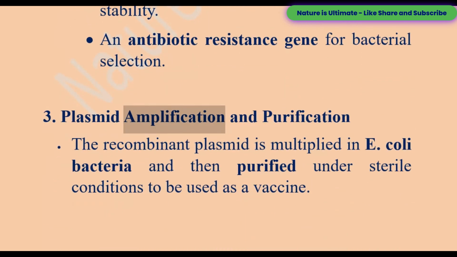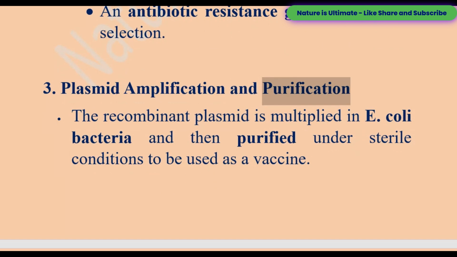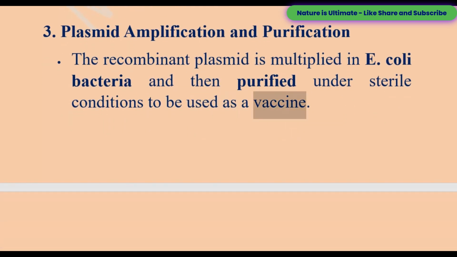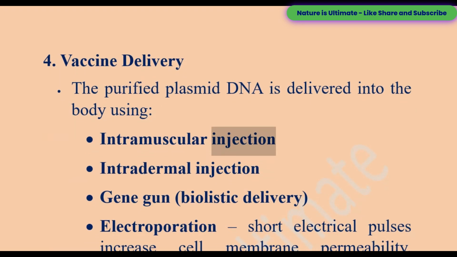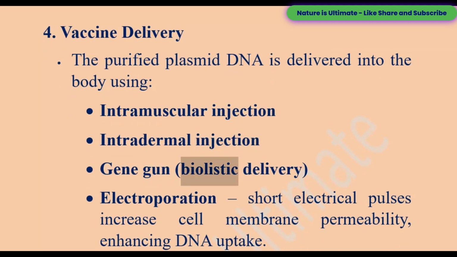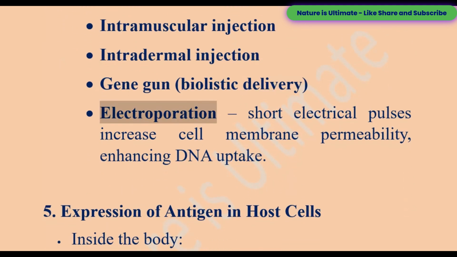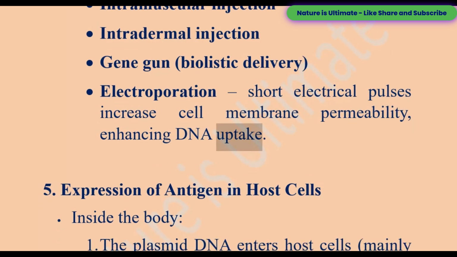3. Plasmid amplification and purification. The recombinant plasmid is multiplied in E. coli bacteria and then purified under sterile conditions to be used as a vaccine. 4. Vaccine delivery. The purified plasmid DNA is delivered into the body using intramuscular injection, intradermal injection, gene gun, biolistic delivery, or electroporation. Short electrical pulses increase cell membrane permeability, enhancing DNA uptake.